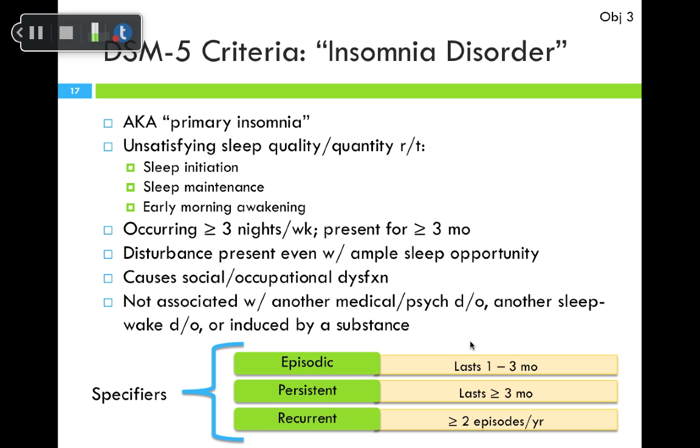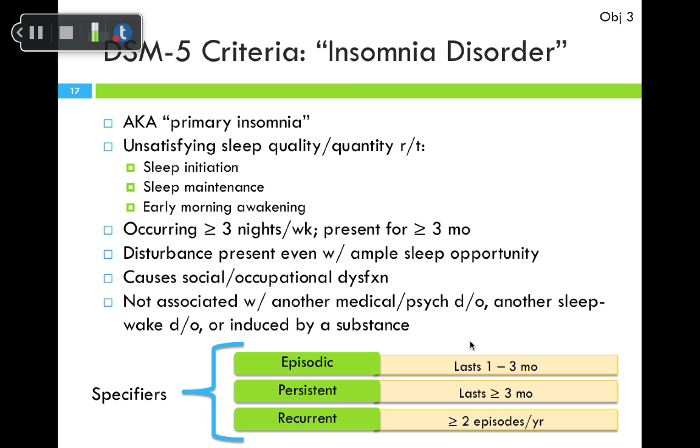So the DSM-5 criteria for insomnia disorder, and we'll go through DSM-5 criteria for each of the mental illnesses that we're going to talk about throughout the psych module. Insomnia disorder is also known as primary insomnia. So this is the one that is not due to a variety of other causes. Patients will report an unsatisfying sleep quality or quantity related to sleep initiation, sleep maintenance, or early morning awakenings. They'll say that it's happening at least 3 nights a week and it's been present for at least 3 months.